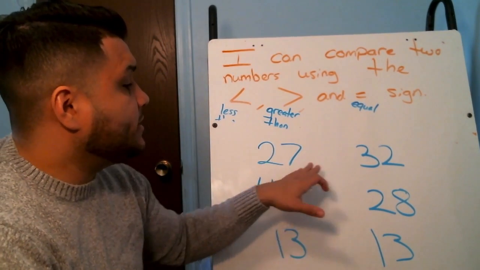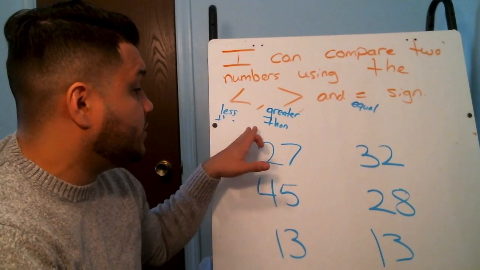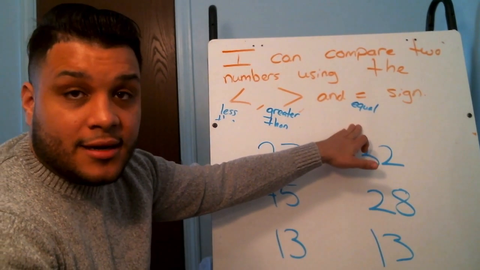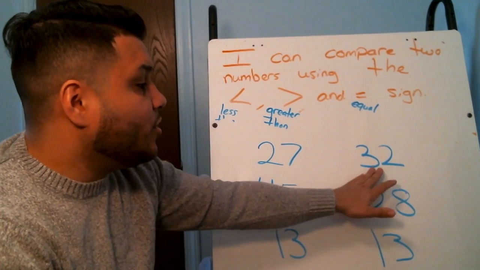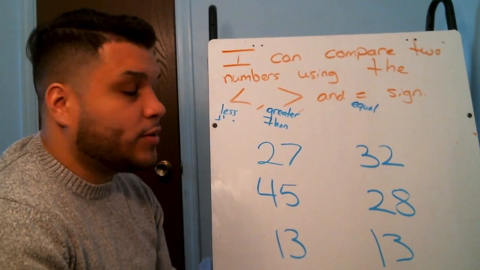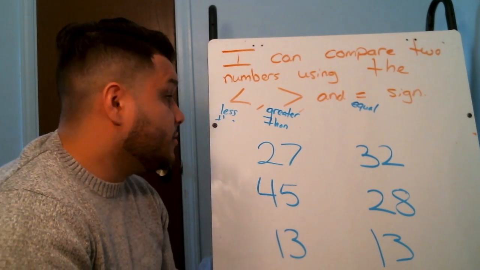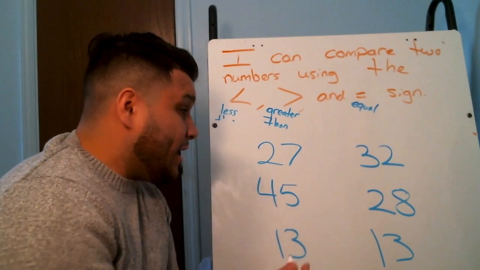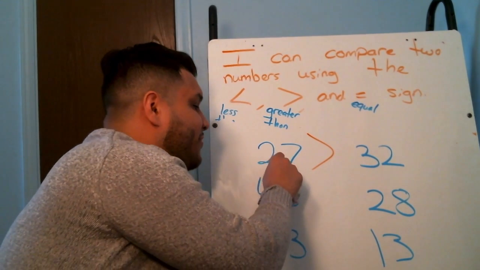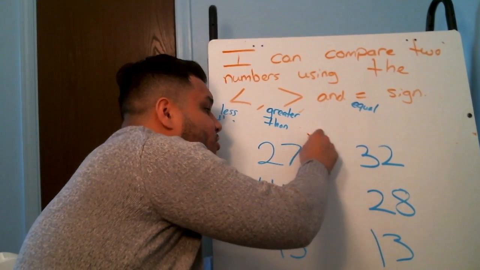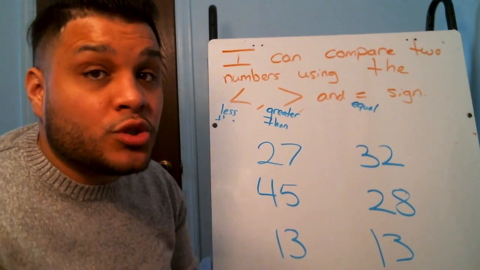All right, 27 and 32. I have 2 tens here and 3 tens here. Can I already determine which one is greater? Yes, I know that 32 is greater than 27. Would I say that the alligator is going to eat the 27? No, this sentence is not right. It's not 27 is greater than 32. So we have to make sure that we use our right signs.